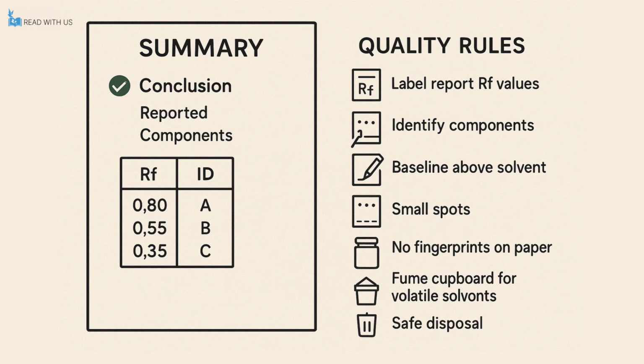Finally, we interpret the pattern, report the retention factor values and the identities, and note quality rules, which are: use pencil only, keep the baseline above the solvent, make small concentrated spots, avoid touching the paper, cover the jar to limit evaporation, work in a fume cupboard for volatile solvents, and dispose of solvent waste safely.